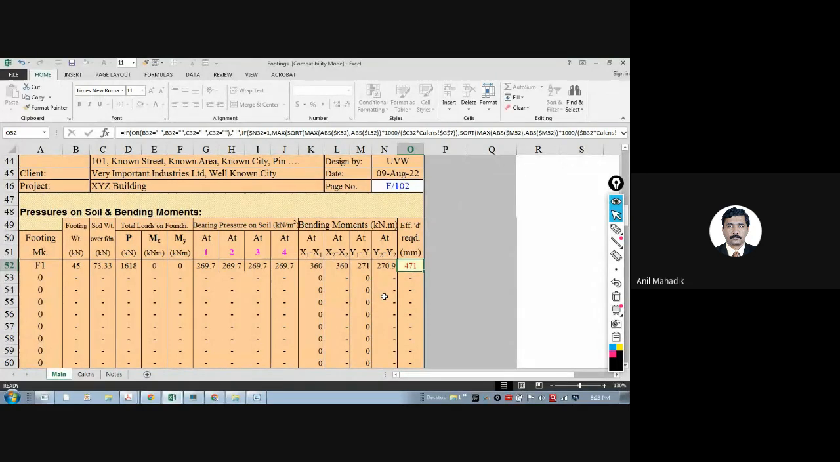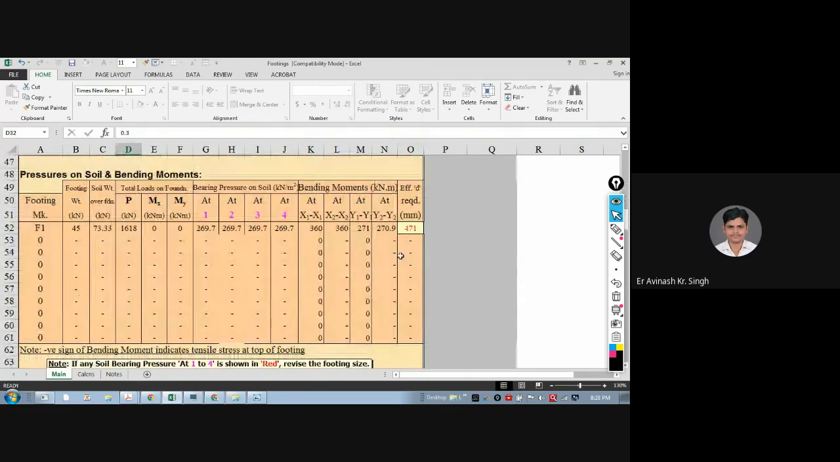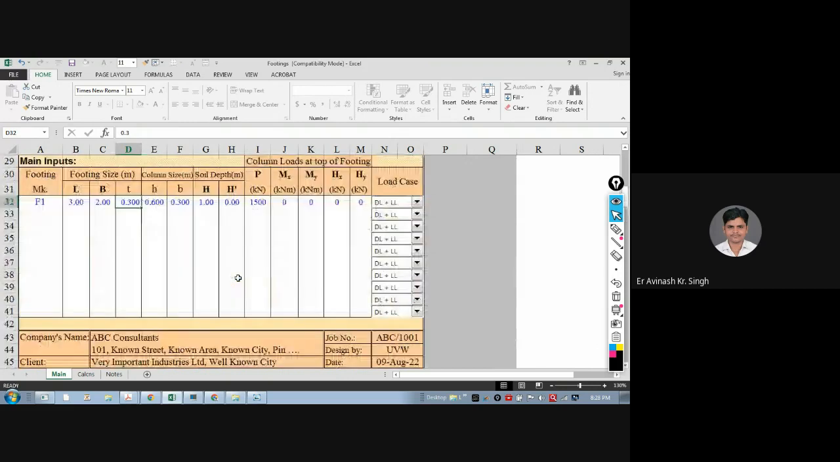When it is red, that means the depth provided is not sufficient. That's why it is showing 470. Actually required is 471, and you are providing D as 300. So how much do we need to provide here? Adding cover, how much will it come to? 521. So let's say 0.525. Take 525.